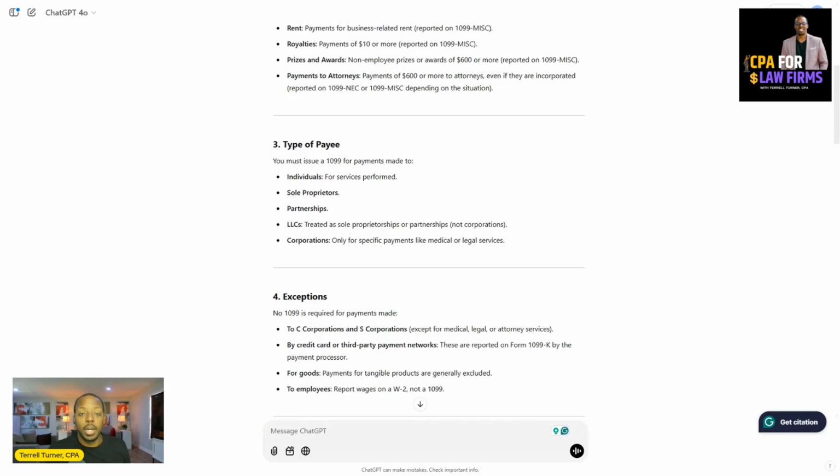Because what you want to do is exclude any portion of the payment that is related to a good that you receive, or a tangible good. If you take that out, does it still exceed the $600?